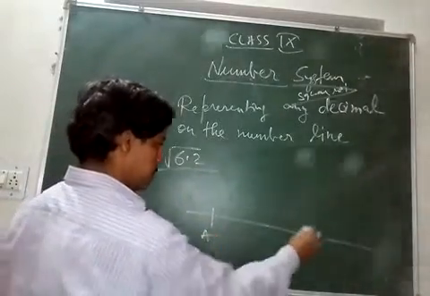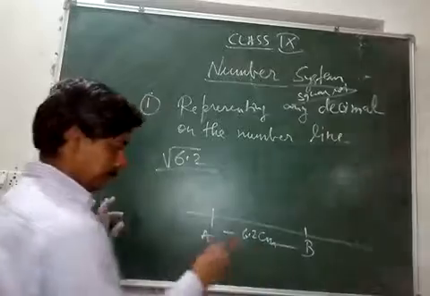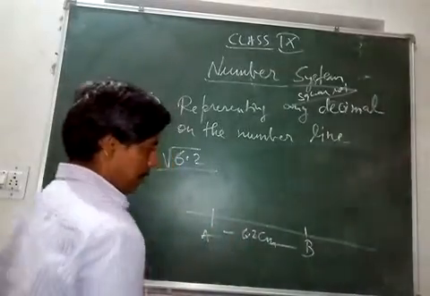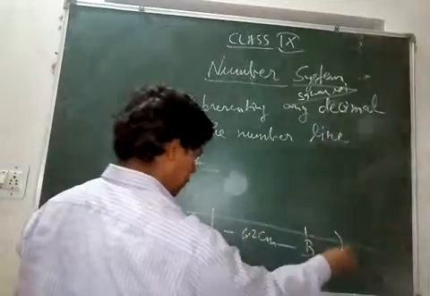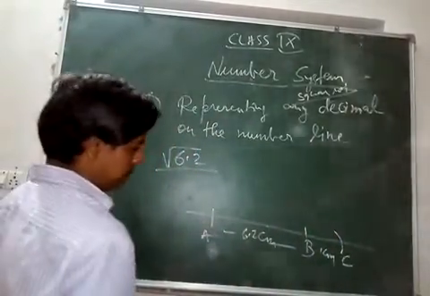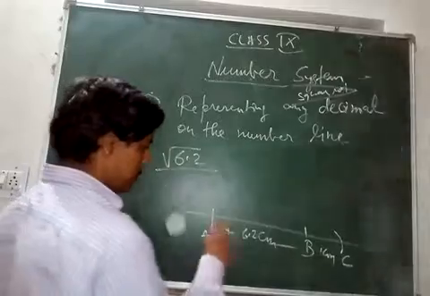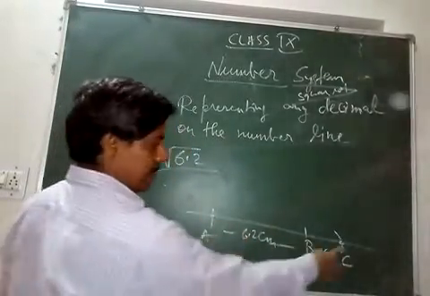So draw a line segment of 6.2 centimeter. Now take one more centimeter and draw it here. Extend it by one more centimeter. Now you have to draw the perpendicular bisector of AC.